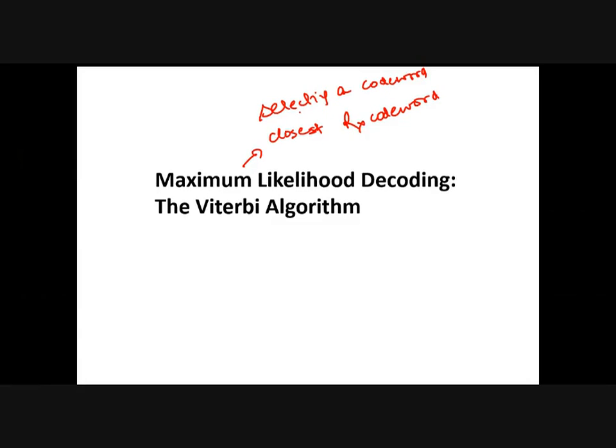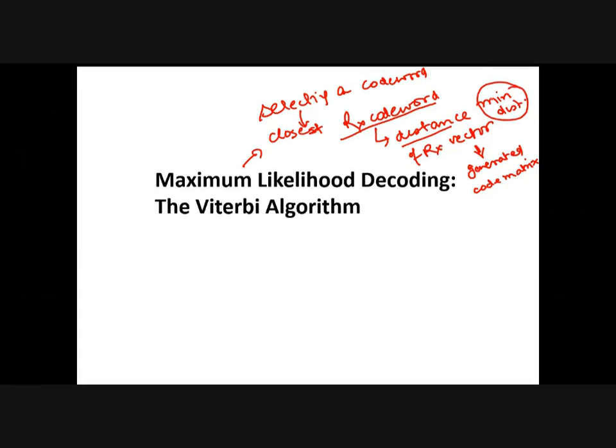Selecting a code word that is closest to the received code word. Okay, so we have seen in our labs that to do this, we will be finding the distance of the received code word vector, comparing it with the generated code matrix. We will be seeing which one is the nearest, that is, which one has the minimum distance. We are interested in finding the minimum distance.